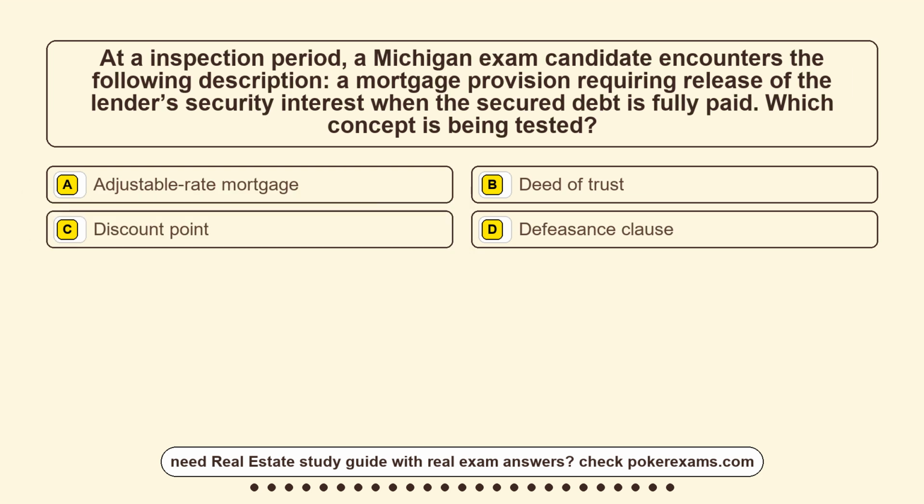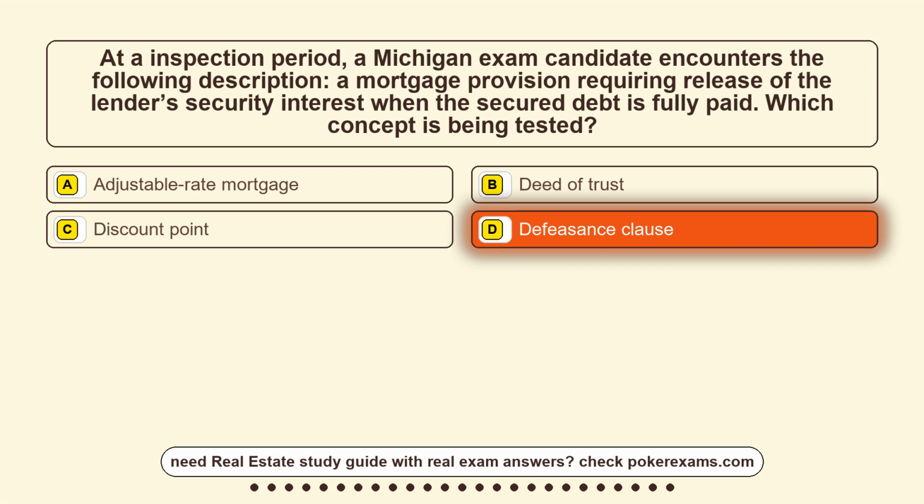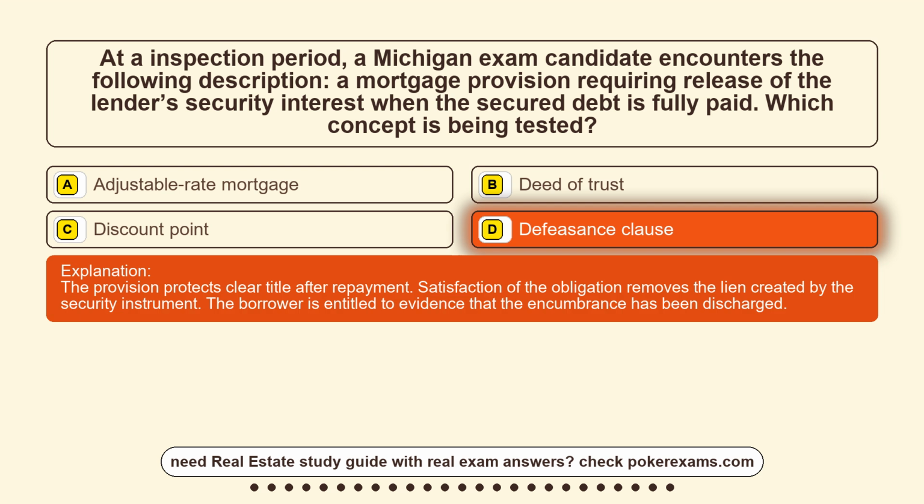Question 18. At an inspection period, a Michigan exam candidate encounters the following description: a mortgage provision requiring release of the lender's security interest when the secured debt is fully paid. Which concept is being tested? Option A, adjustable-rate mortgage. Option B, deed of trust. Option C, discount point. Option D, defeasance clause. The correct answer is option D, defeasance clause. The provision protects clear title after repayment. Satisfaction of the obligation removes the lien created by the security instrument. The borrower is entitled to evidence that the encumbrance has been discharged.